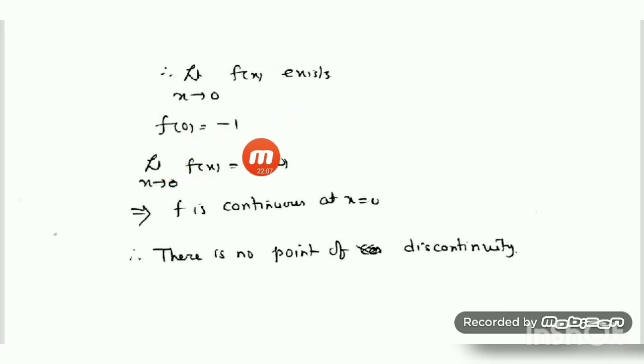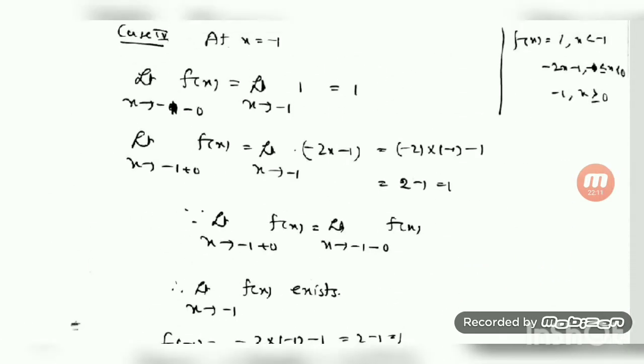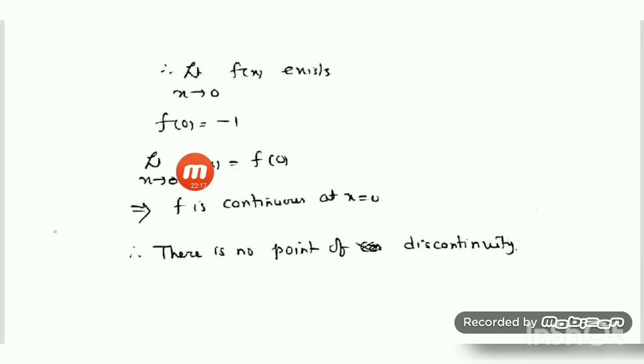And the function value is also equal to what? At x equal to 0, it is defined by minus 1. So this is minus 1. Function value equal to limit value. That's why the function is continuous at the point x equal to 0. So here we have seen the function is continuous for all numbers. That means there is no point of discontinuity. So here your continuity exercise is completed.